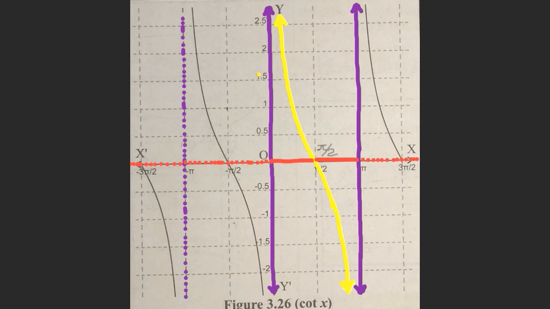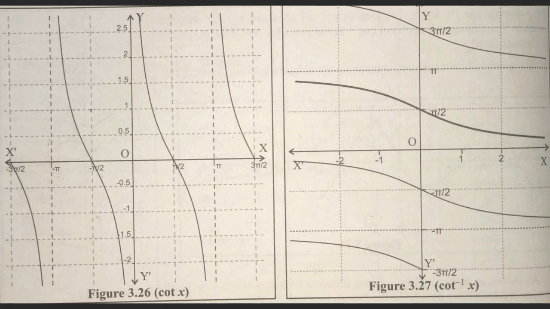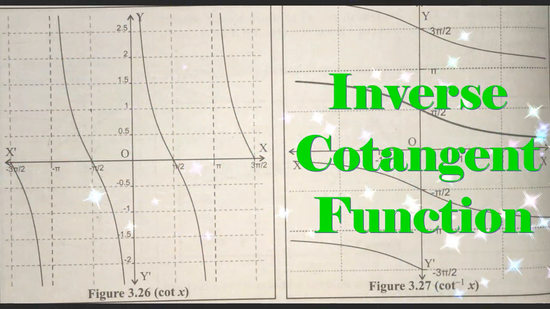The open interval 0 to pi is called the principal branch for this function, and the angle belonging to this branch is called the principal value of that function. Now let us see the graphs of both the functions, cotangent and inverse cotangent.